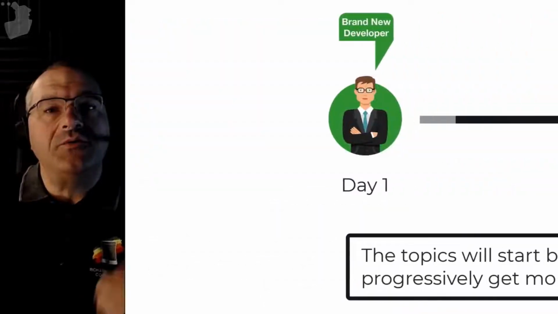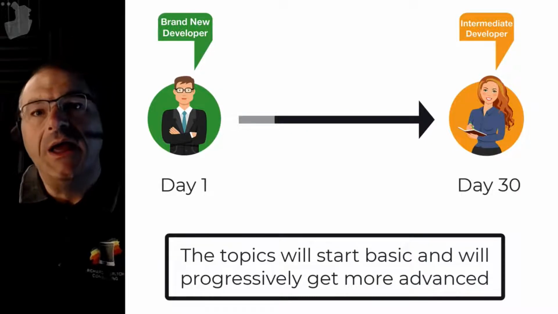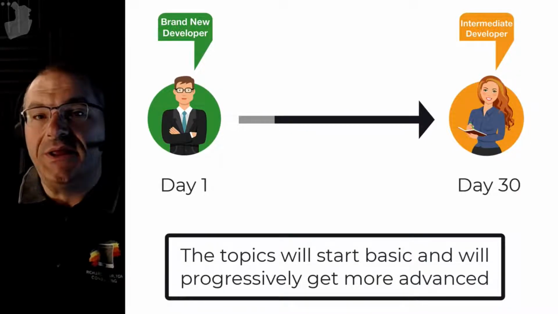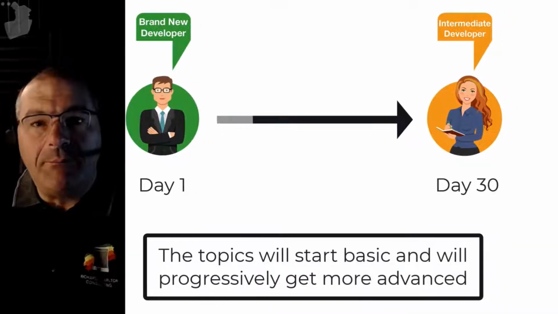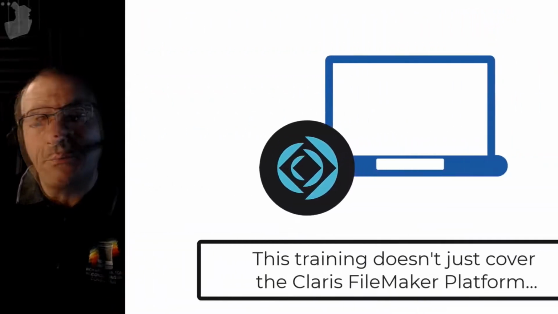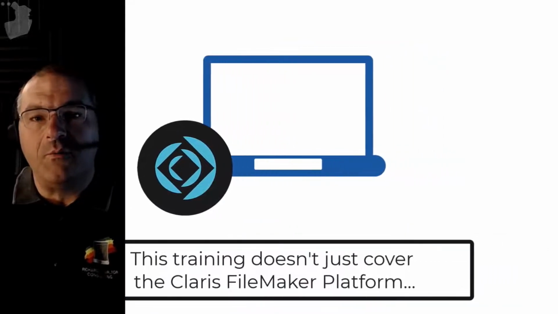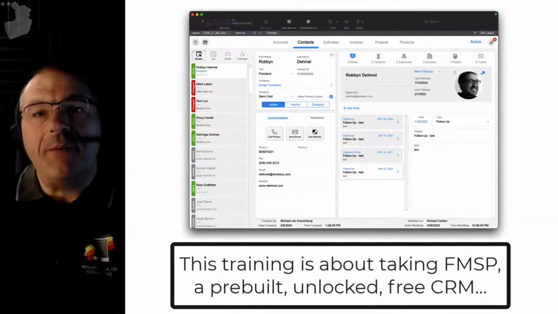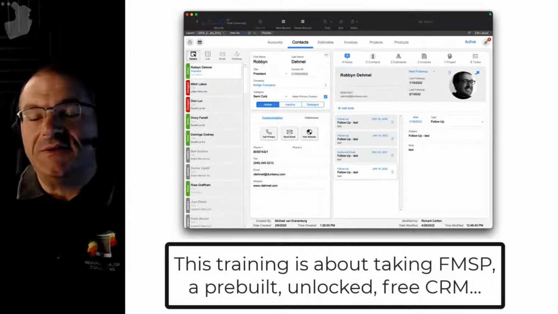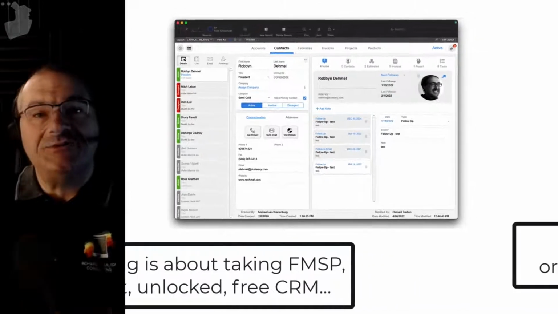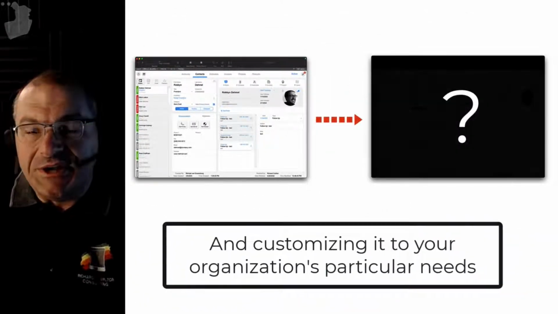Keep in mind that towards the beginning of the training, the topics are more basic in nature. As we get towards the end of the training, they're somewhat more advanced, I would say probably intermediate level topics. What's special about this training is that we're not only talking about the FileMaker platform, we're talking about how you can rapidly customize an existing free CRM that you can download today. It's unlocked. So we're taking that CRM and customizing it to your organization's particular needs.